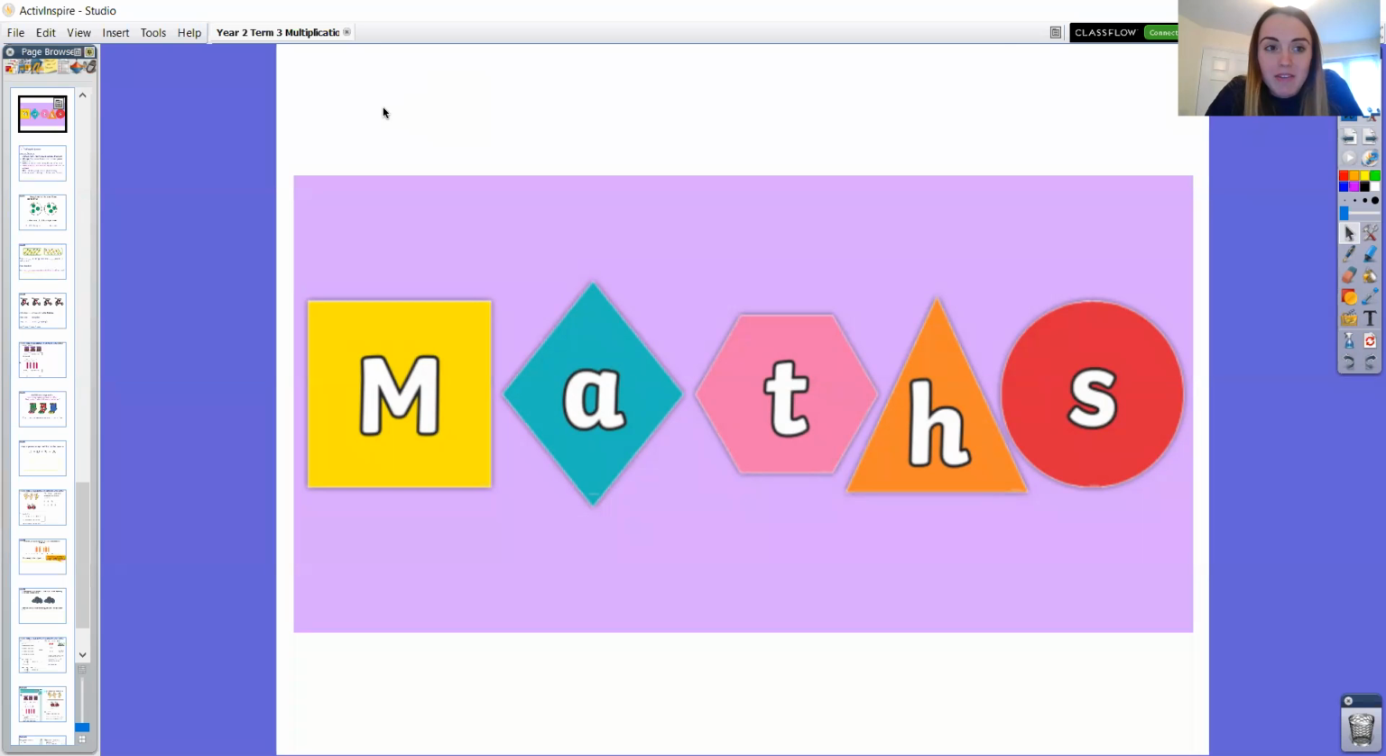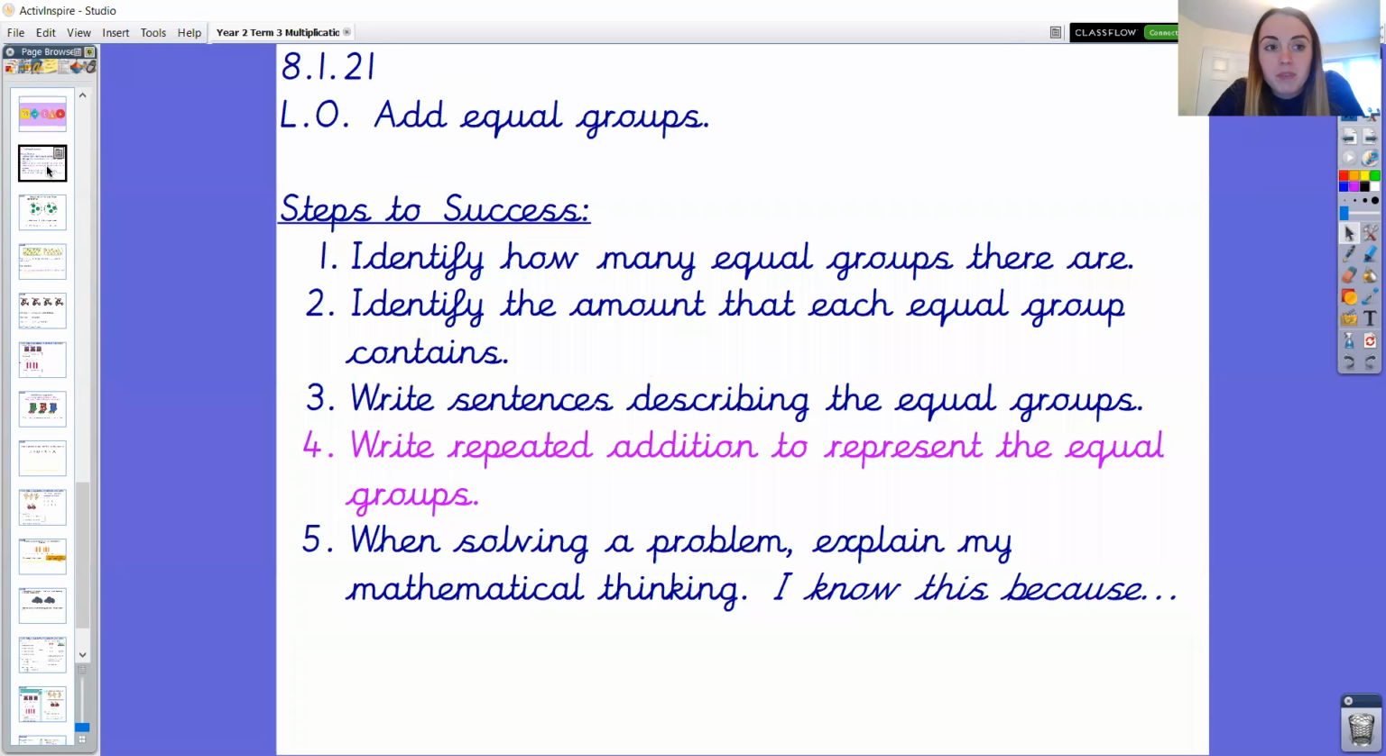So today in maths, we're going to be moving on to the next small step in our block of learning on multiplication and division. Today, we're going to be focusing on adding equal groups. So if you could please pause the video here and write the date and learning objective.